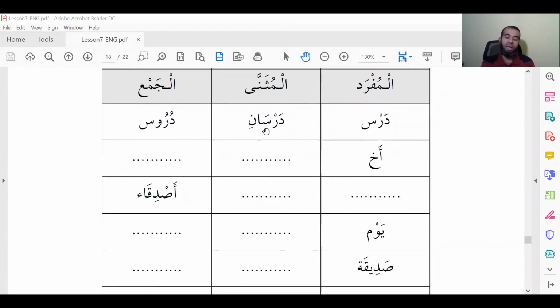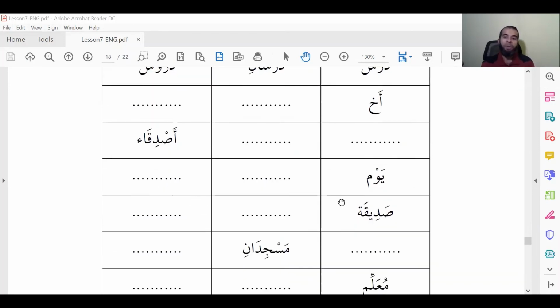المفرد درس، المثنى درسان، الجمع دروس. المفرد أخ، المثنى أخوان، الجمع إخوة. Yes. أصدقاء. So what's the مفرد؟ صديق. Put ألف ونون، صديقان and then أصدقاء. يوم، المثنى يومان، الجمع do you remember؟ it's أيام، في الأسبوع 7 أيام.